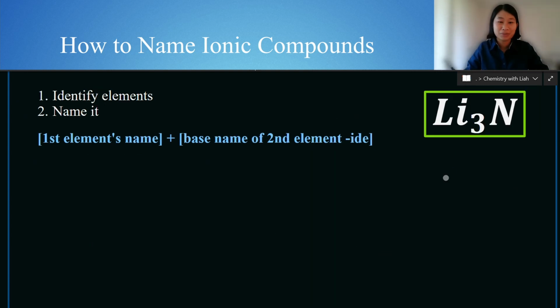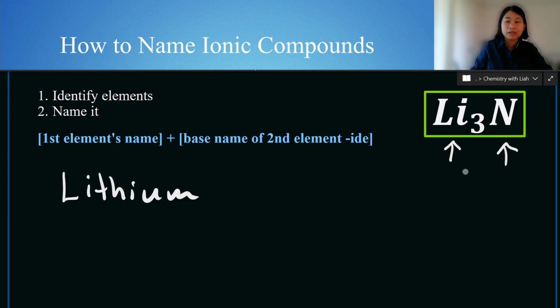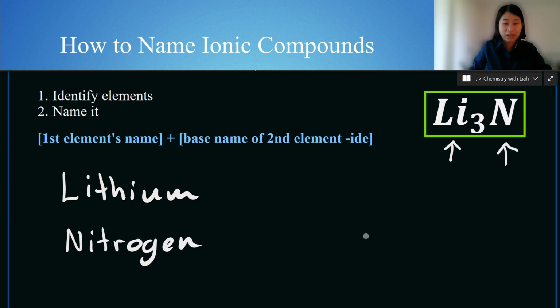Let us do another example. So again, we have our steps. We need to identify the elements and then we need to name it. So first we're going to identify that we have Li and we have N. Li is lithium and N is nitrogen. Knowing the names of these elements, what do you think the name will be?